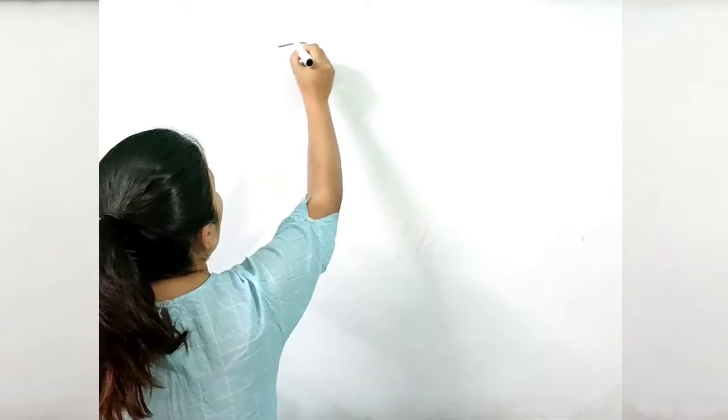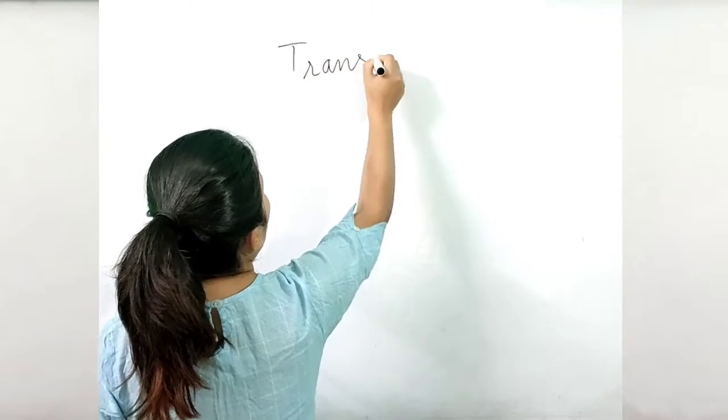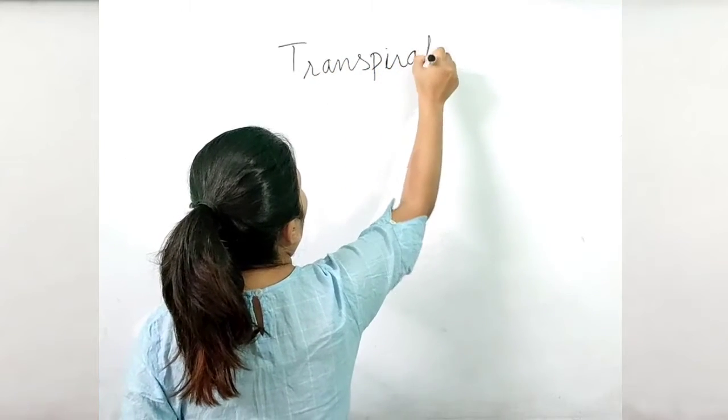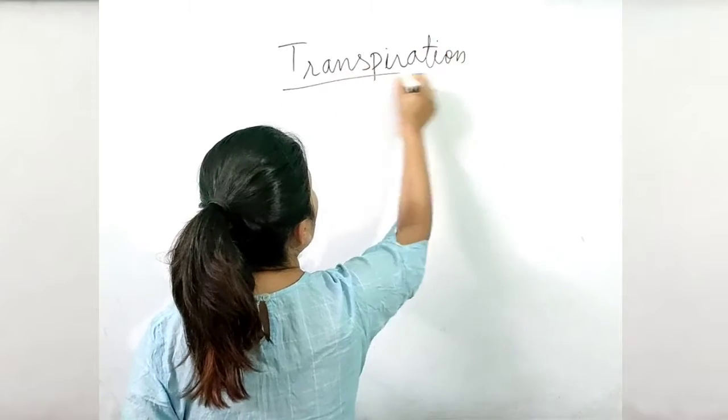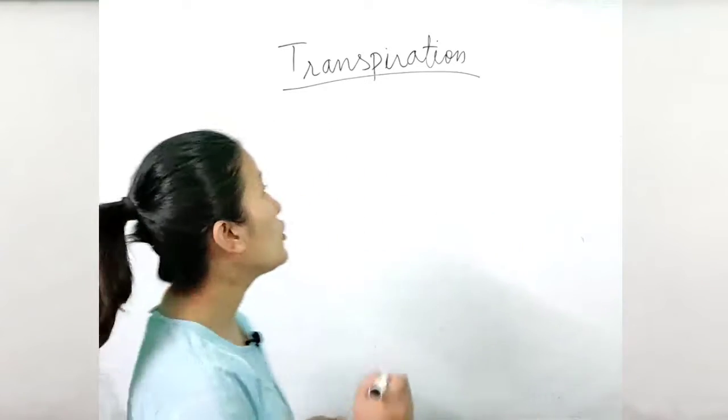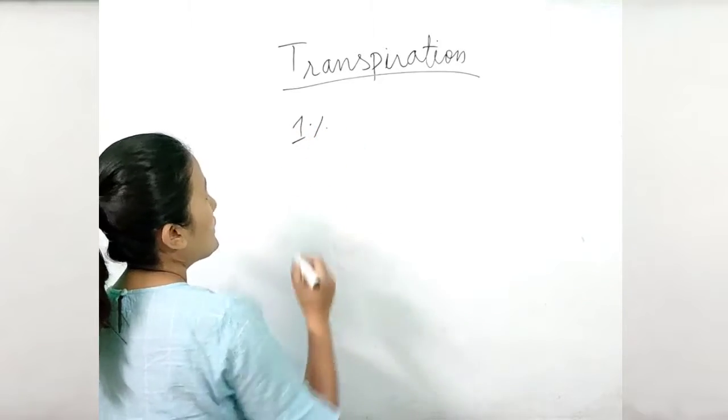So first let us understand what that process is. The name of the process is transpiration. First let us understand what transpiration is. As we know, roots continuously absorb water from the soil. Out of the total amount of water absorbed by the root, only 1% is utilized for carrying out photosynthesis, and the rest, the excess amount, is lost from the plant.